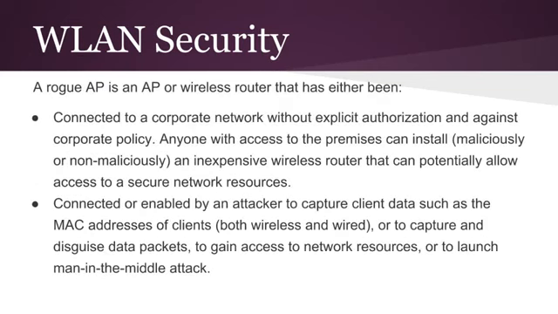A rogue access point is an access point or wireless router that has been connected to a corporate network without explicit authorization and against corporate policy. You can consider this, for instance, as if you show up at school with a router and place it wherever you'd like, where it provides the most network coverage for what you're interested in doing, but you do it without authorization and against the school's policy. This would be considered a rogue AP and is dangerous because it can be used for nefarious purposes. For instance, you can use it to capture and decode data packets, gain access to network resources, or launch a man-in-the-middle attack, which we'll explain in a second.